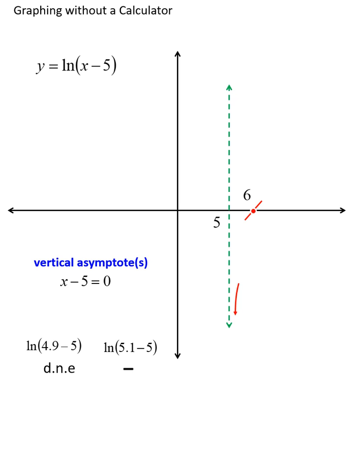Let me say this another way. When x is 5.1, y is some negative number. Therefore, this graph must pass through 5.1, comma, some negative number. That leads me to conclude that the graph has to be approaching the asymptote as shown there.